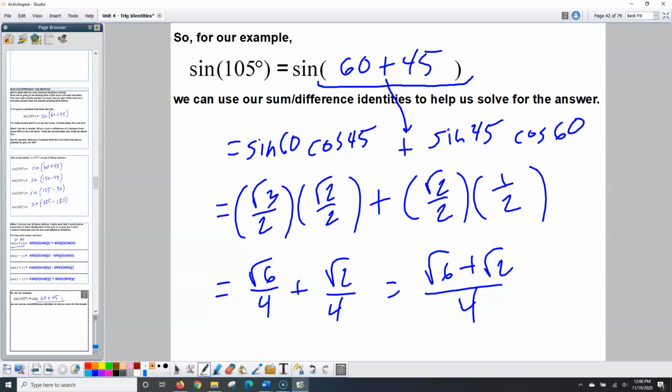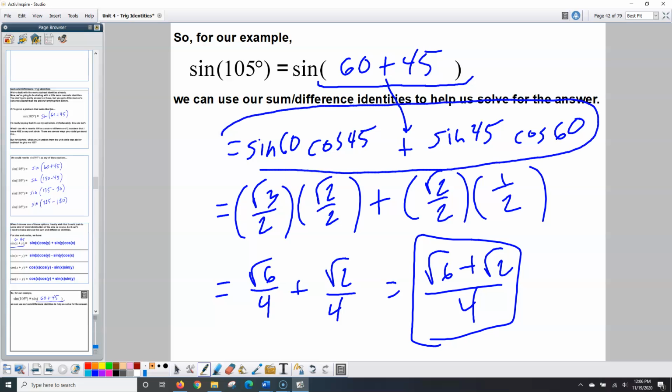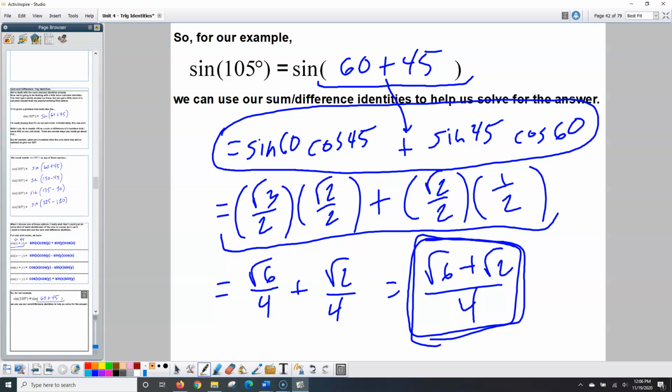So there's your answer. If you had chosen something other than 60 plus 45 in the beginning, you would get the same exact answer. You may end up with a different step here. It'll look different here, in which case these might be in a different order, but this final answer is going to be the same thing.